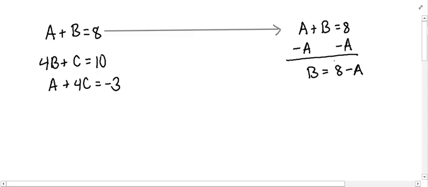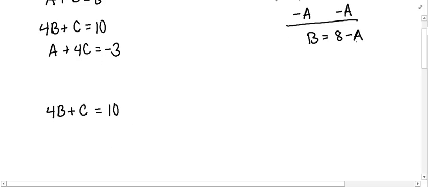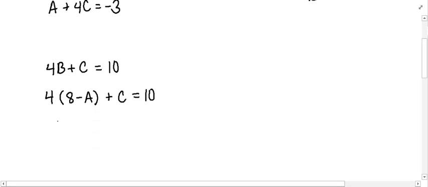And then what I can do is use that information in equation 2. So we have 4b plus c is equal to 10. But I just saw that b is the same thing as 8 minus a, so I can make that substitution. So I've got 4 times b. B is the same thing as 8 minus a. Use parentheses here. You're multiplying by all of b. That's all of 8 minus a. Plus c. That has to equal 10. And so this is going to give me, if I distribute, 32 minus 4 times a plus c is equal to 10.